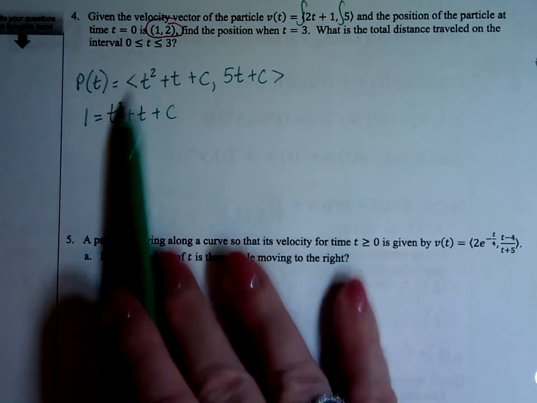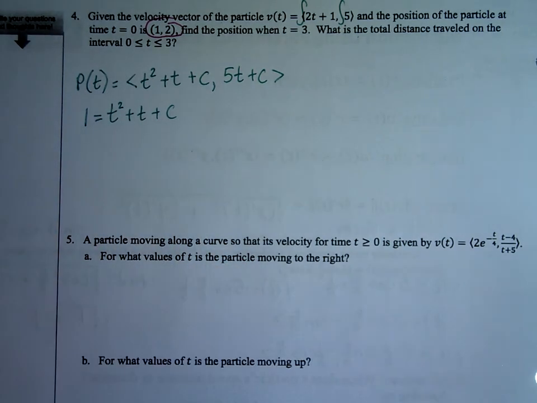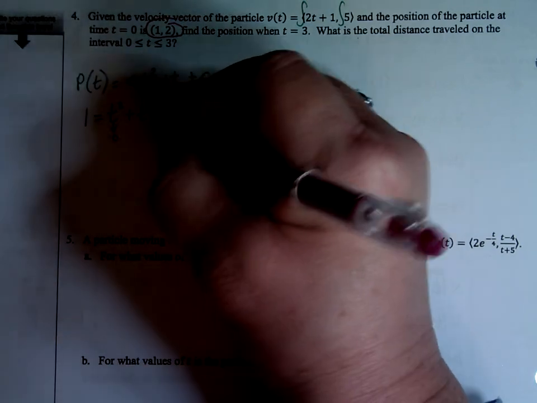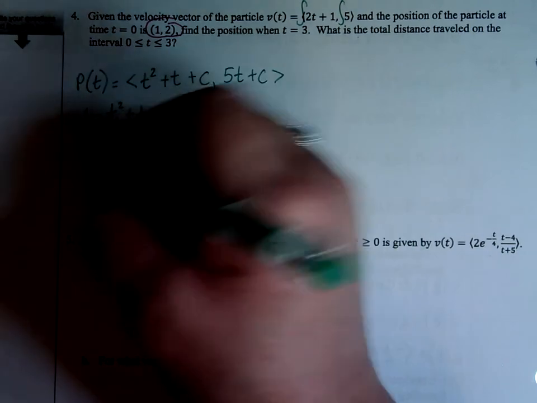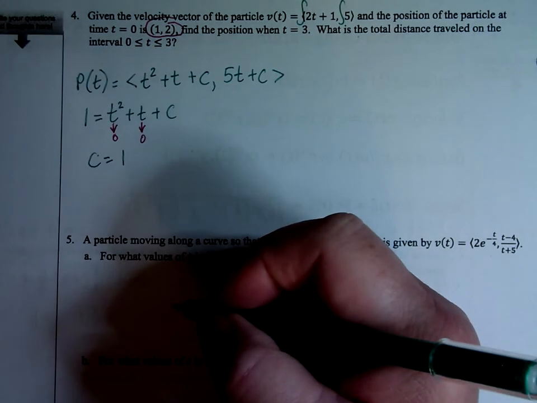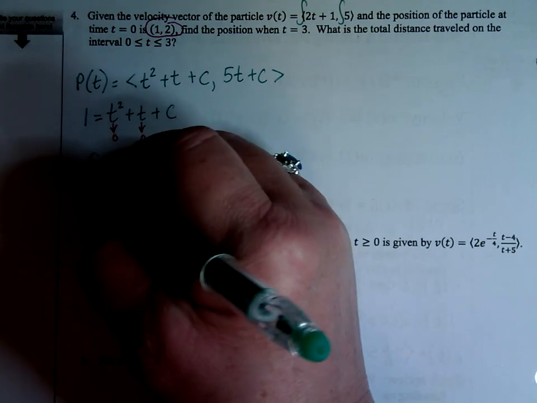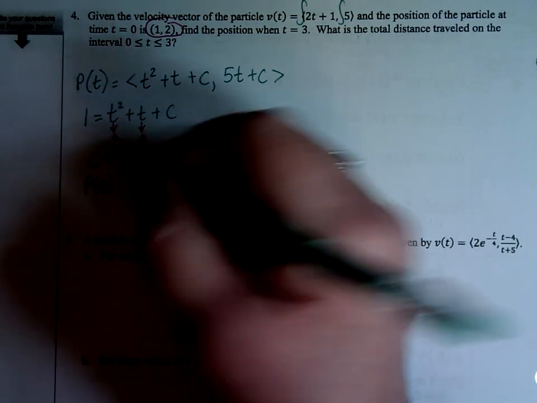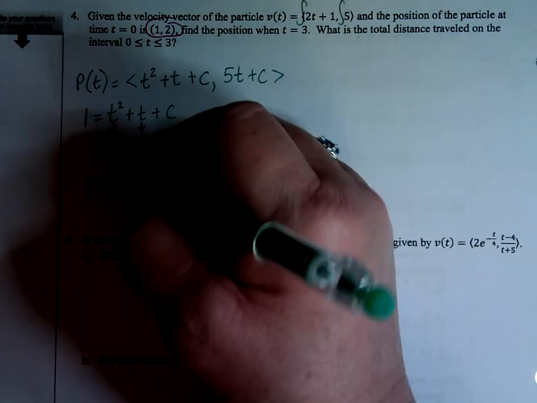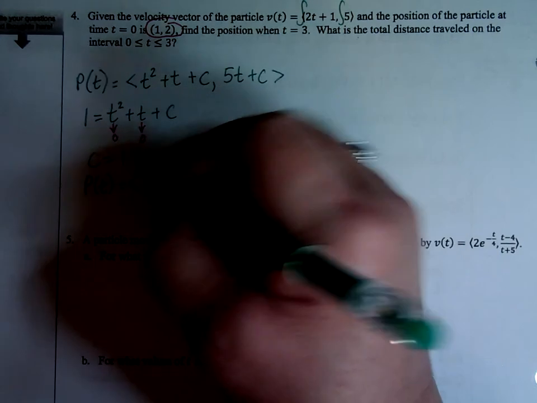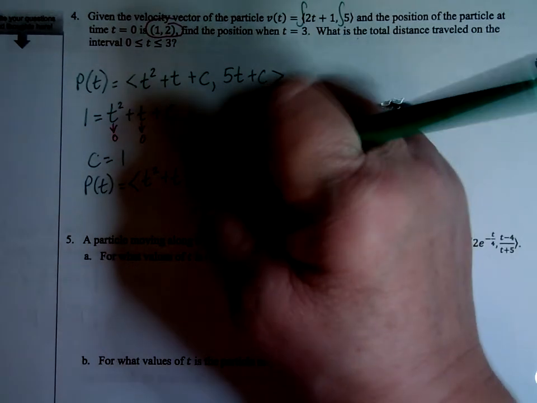So what that actually does is zero out these pieces. This guy becomes a 0. This guy becomes a 0. And so you know that c is 1. And so as you're putting your position vector together, you've got p of t, your position. You could use r of t, whatever you want to say, but I'm using p for position. It's going to be t squared plus t plus c, my c value of 1, so plus 1.